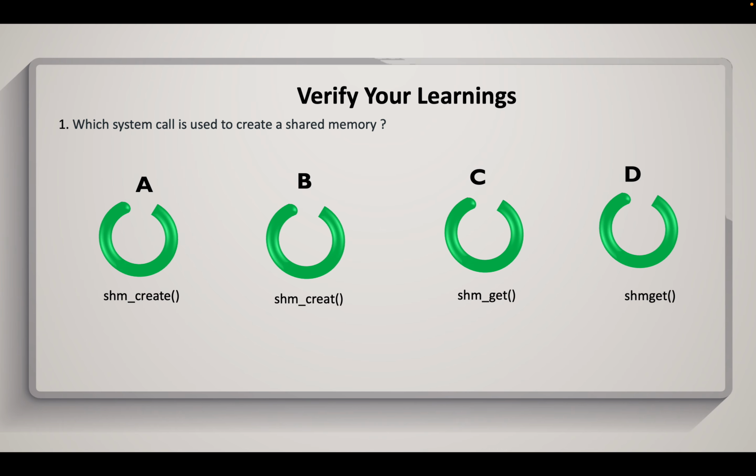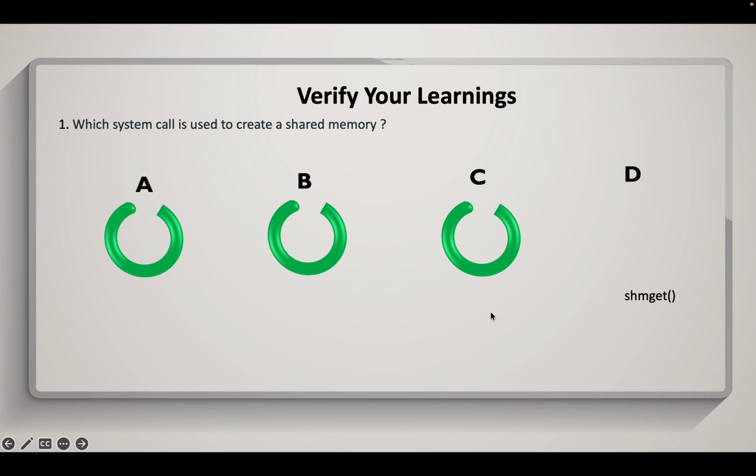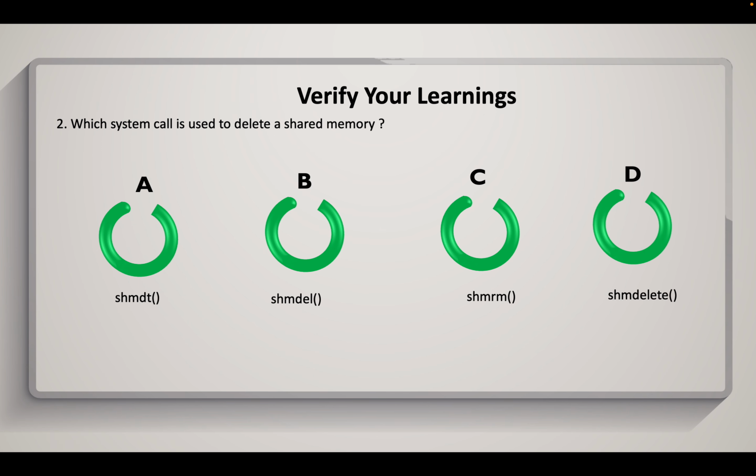Which system call is used to create a shared memory? shmget. Answer D. shmget. Which system call is used to delete a shared memory? shmdt. Answer A.